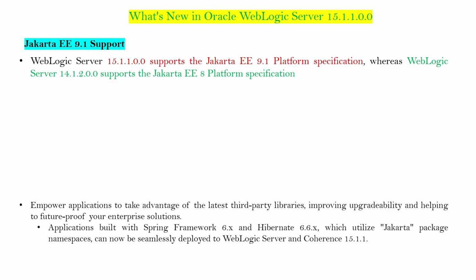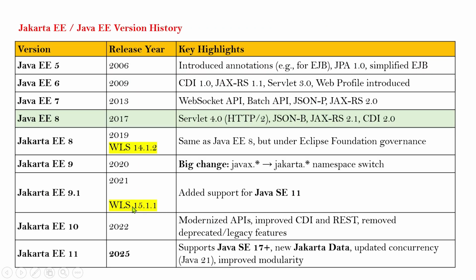Whatever I have explained so far is just to give you an understanding of what exactly Jakarta Enterprise Edition is, what Java Enterprise Edition is, and which version your WebLogic now supports, which is 9.1, released in 2021. Apart from that, we still have two later versions, and hopefully WebLogic will release new versions in some time to comply with Jakarta Enterprise Edition 10 and 11.